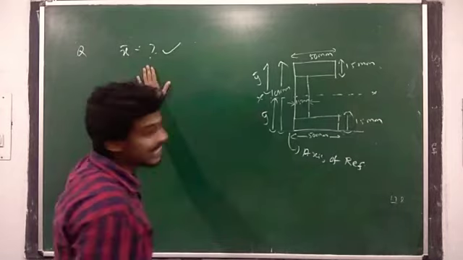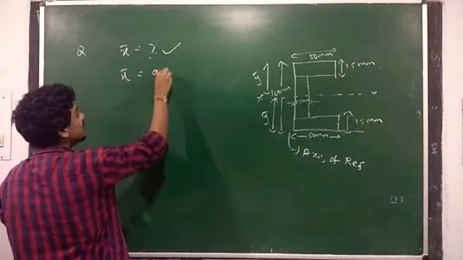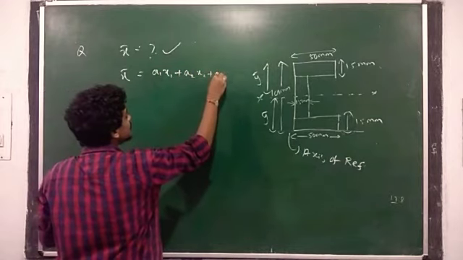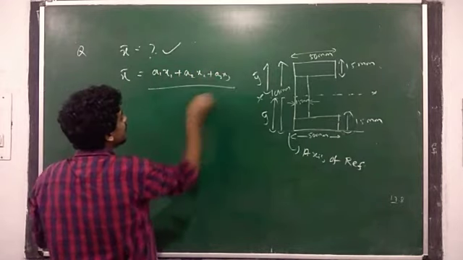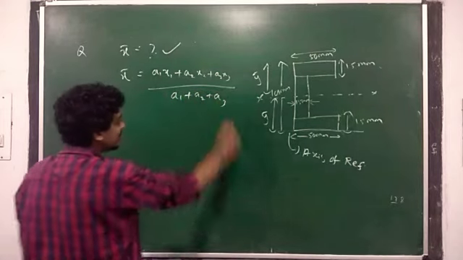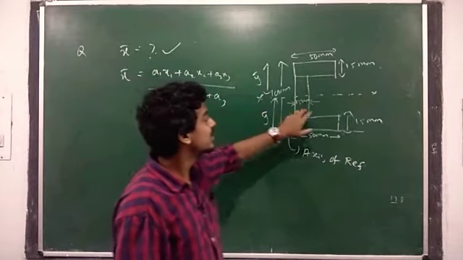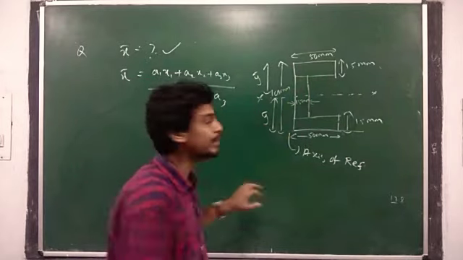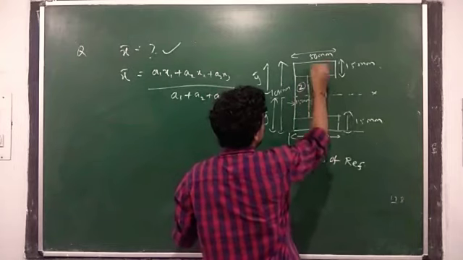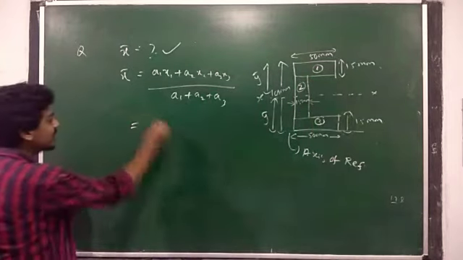So how to calculate x bar? Always write the formula before calculating anything: x bar equals a1 x1 plus a2 x2 plus a3 x3 by total area a1 plus a2 plus a3. I already told you in the previous class why I write 1, 2, 3: because the section can be divided into 3 parts. Suppose this is 1, this is 2, this is 3. So calculate now.